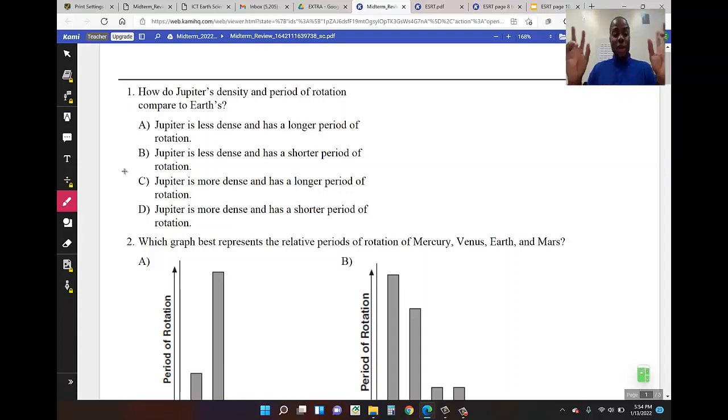Also, to make this review very short, I'm only doing the review for some of the ESRT pages that we have worked with. Yeah, so take out your Earth Science Reference Table. You're going to need it. You always need that. That is your power for Earth Science. So take it out. All right, and let's jump right into it.